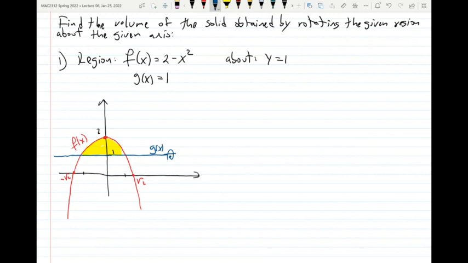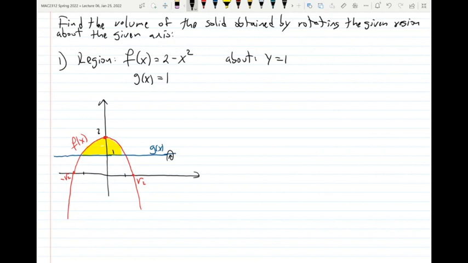So let me use another color for the rotation. And we are rotating about this line. So we get some sort of, it's not really a ball, because this is not a perfect half circle, but you could imagine that we're going to get something that looks like a football or something like that. Yes? All right. And we want to calculate the volume.